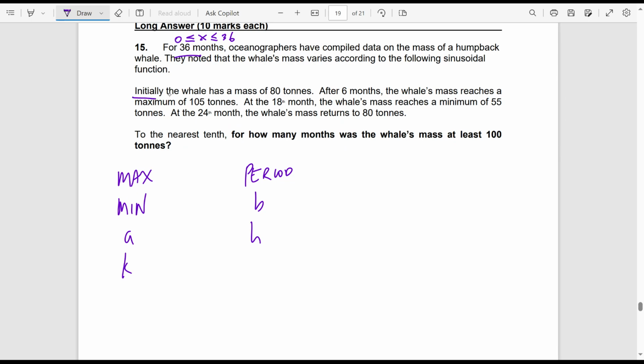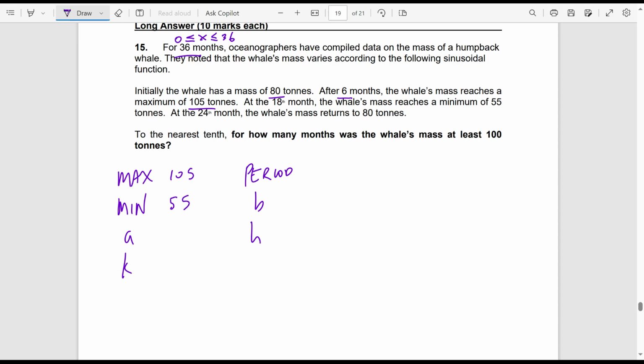Important to note that it says initially the whale has a mass of 80 tons. Right now, there's not much I can do with that. I just know that that's where it's starting. Maybe something else will help me find something. After 6 months, it reaches a maximum of 105. So it's telling me that there is a maximum of 105. It's basically giving you the max. At the 18th month, the whale's mass reaches a minimum of 55 tons.